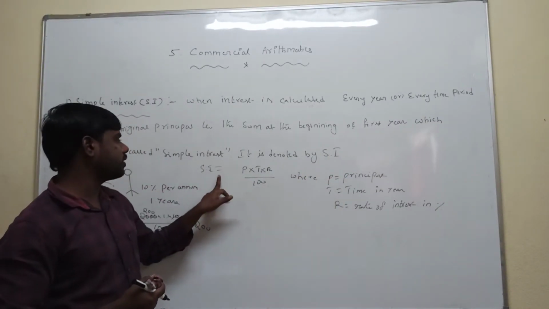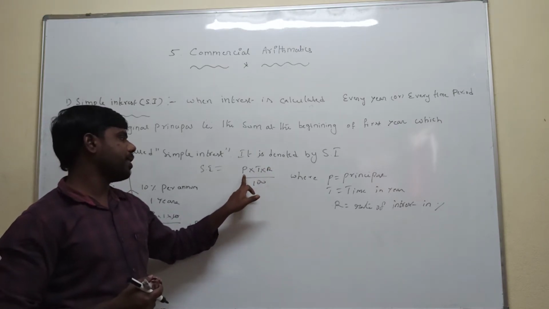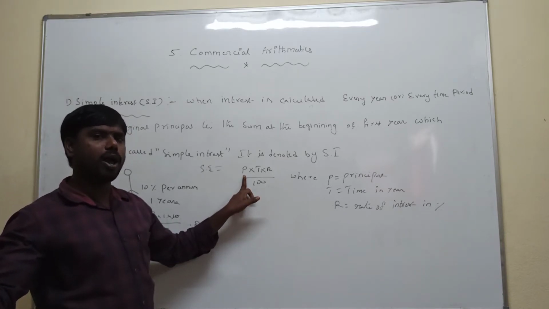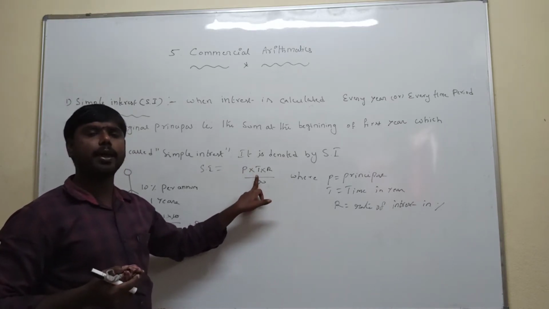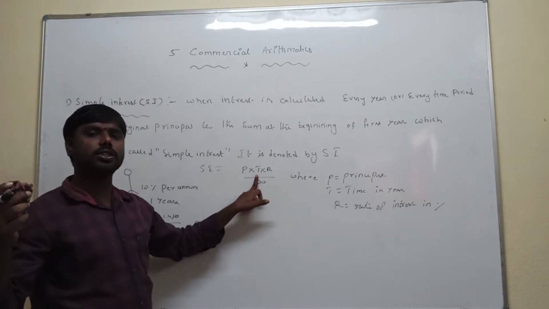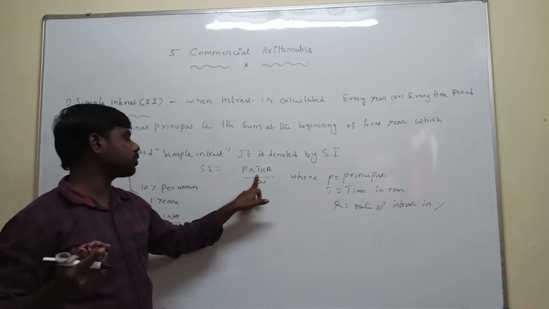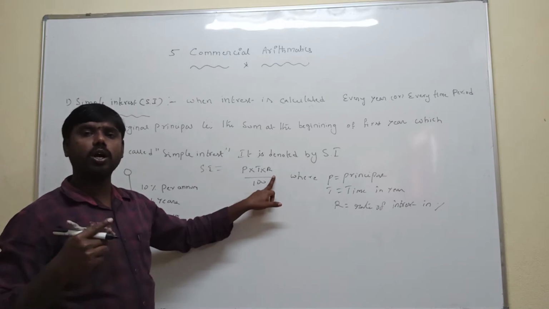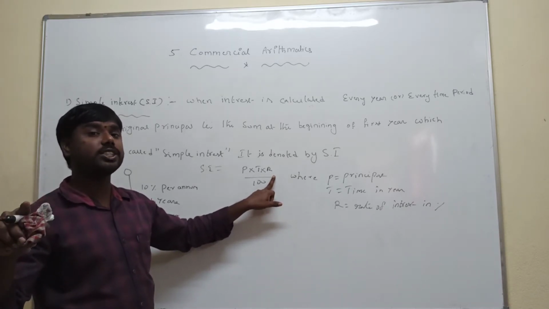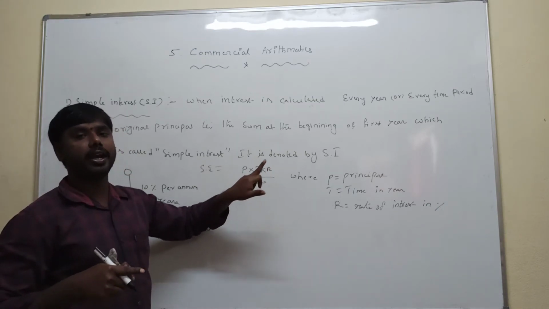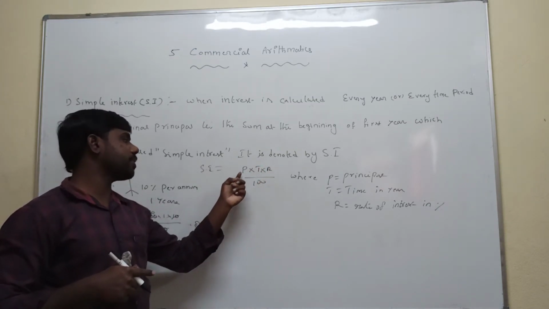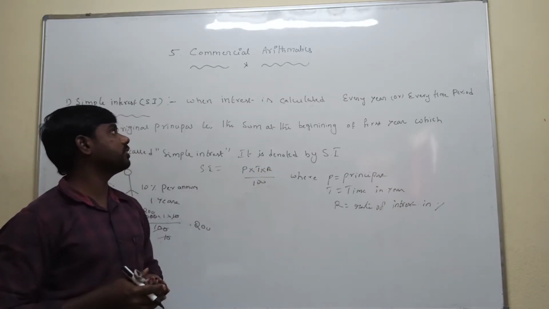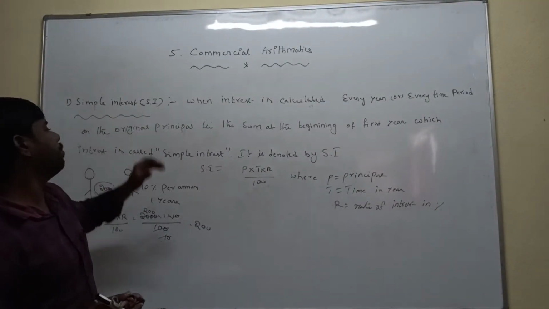Simple interest formula is PTR by 100. P is principal, the sum of money deposited, borrowed or lent. Time means the duration for which the money is borrowed or lent. Rate of interest is the rate at which interest is charged on the principal amount. So P is principal, T is time, R is rate of interest, divided by 100. This is the definition of simple interest.